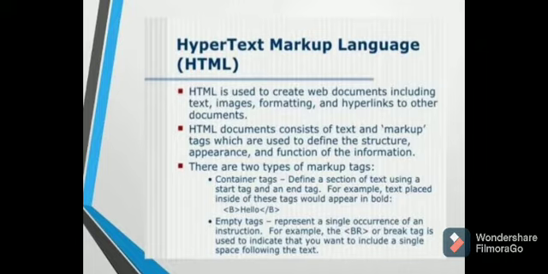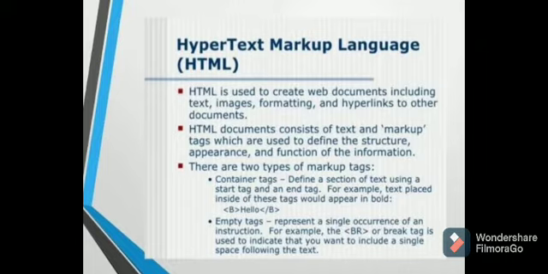So there are two types of markup tags: container tags and empty tags. Container tags define a section of text using a start and an end tag. For example, we have the body tag. So a body tag has a beginning and an ending as well. We create a tag at the beginning and at the end of an HTML document. So body tag, since it has both beginning and the ending, will be known as a container tag.